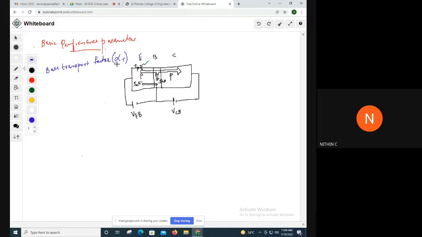Base transport factor, denoted by alpha T. What will that be? എന്തായിരിക്കും ബേസ് ട്രാൻസ്പോർട്ട് ഫാക്ടർ എന്ന് പറയുന്നത്? ബേസ് ട്രാൻസ്പോർട്ട് ഫാക്ടർ എന്നാണ് പറയുക. Can anyone tell?